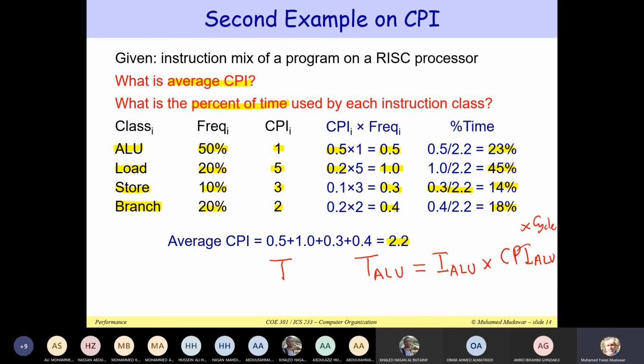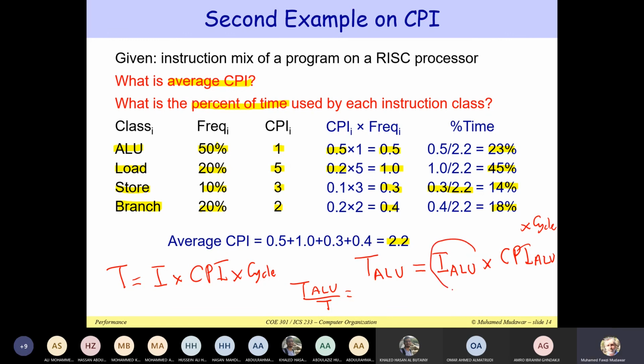But what is T? T is equal to the total instruction count multiplied by the average CPI multiplied by the clock cycle time. That's the performance equation. You agree, students? Yes. Right. So what I need to calculate is TALU divided by T. That's the percent of the time spent by the ALU instructions.